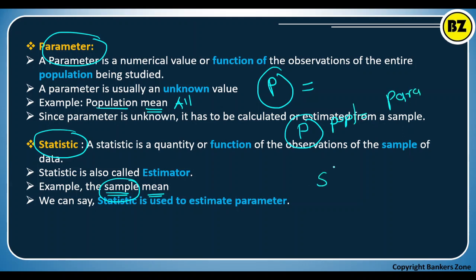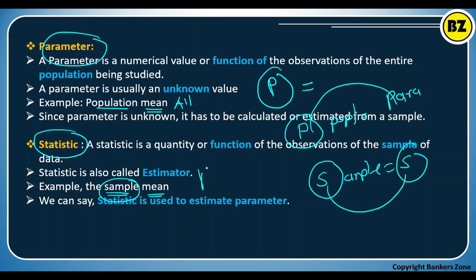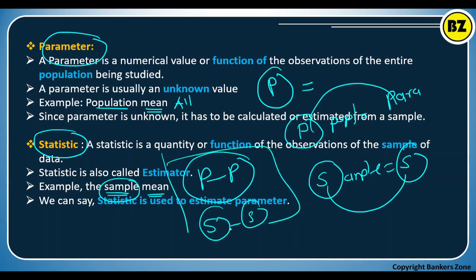The things which are associated with the samples are referred to as the statistics. P for parameter, S for statistics. Remember, P for population, P for parameter, S for sample, S for statistics. I think it is clear.